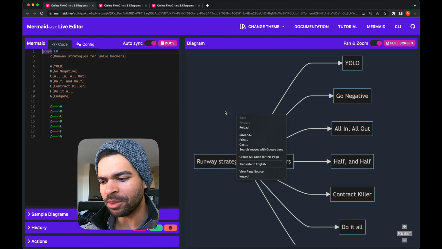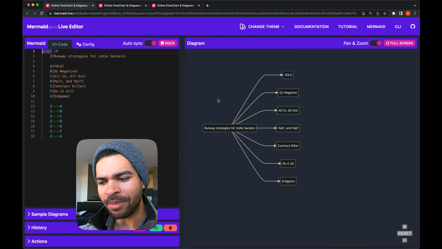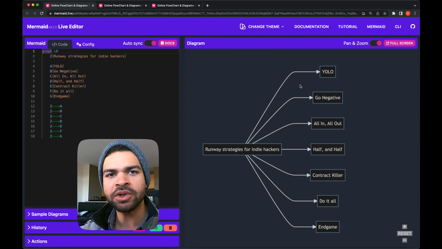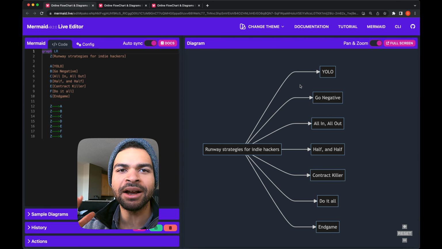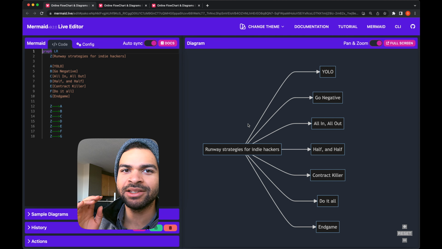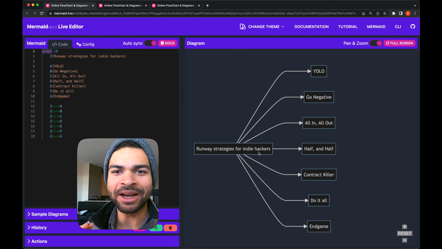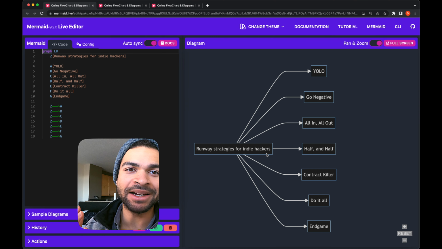First things first, today we're going to be using this program called Mermaid. It's a really cool visual editor. You can create flow charts and different types of diagrams. Link will be in the description for this. Awesome resource, definitely check it out. So we're going to go over the strategies for indie hackers to build and manage their Runway.